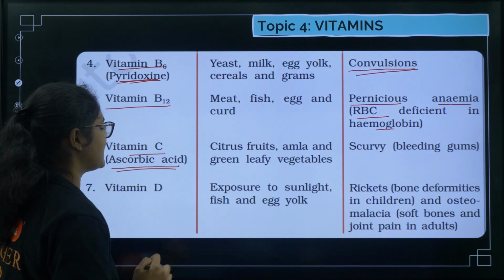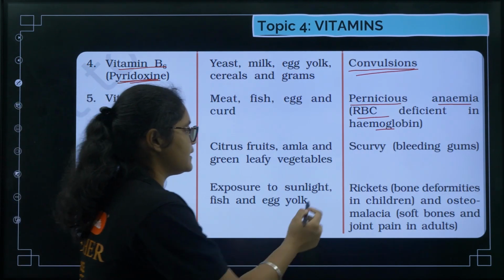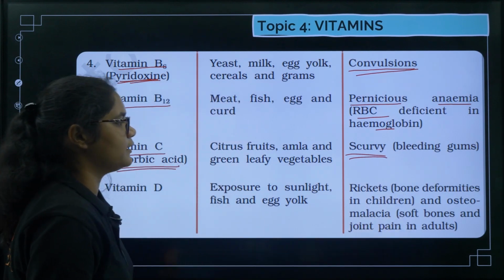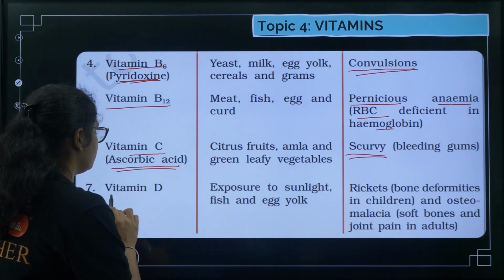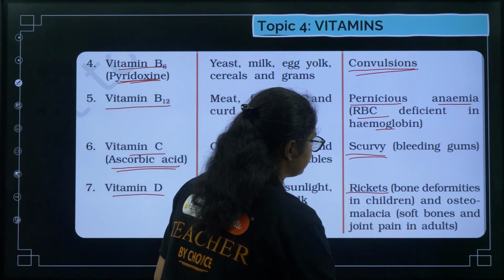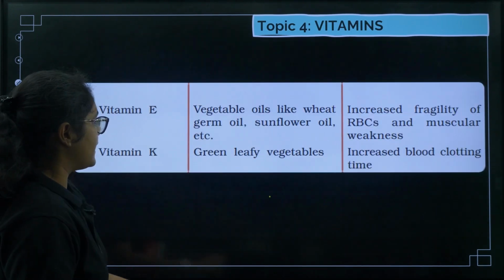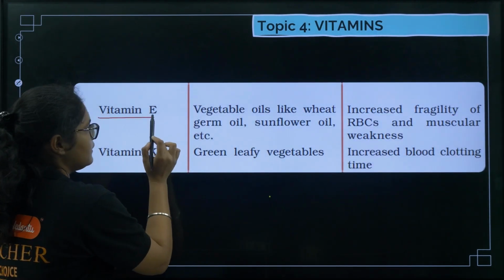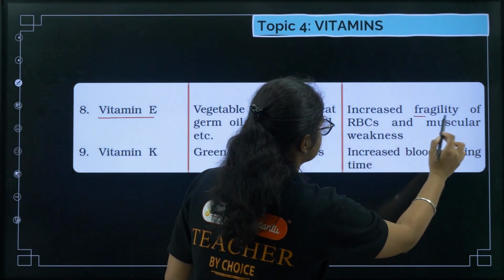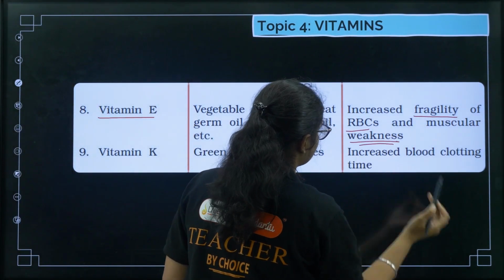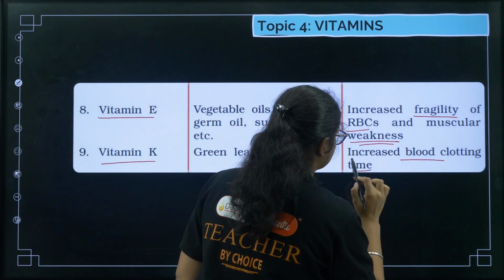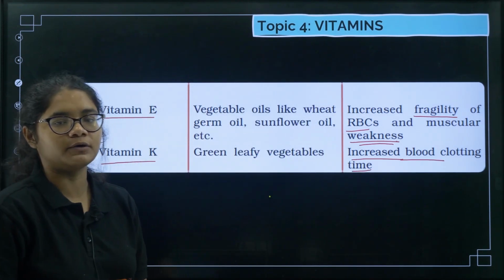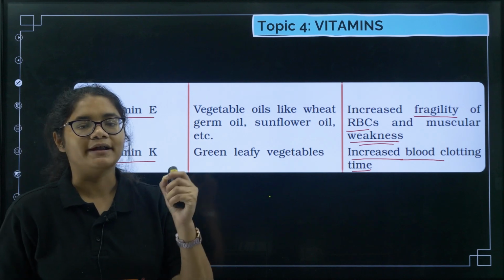Its chemical name is ascorbic acid, and many of you might be knowing, many of you might have faced this disease also, scurvy. Okay, then vitamin D, your bones are affected, that is rickets. And next one you have vitamin E, which causes increased fragility of RBCs and muscular weakness. Next vitamin K, that is your blood clotting time is increased and you lose a lot of blood if you are deficient of vitamin K.